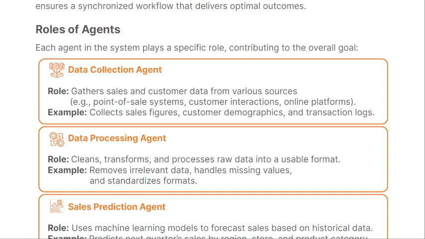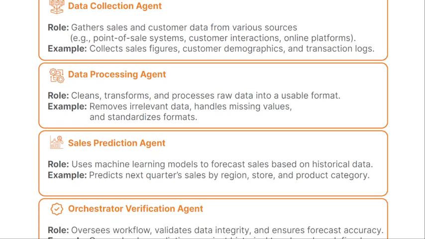And the data processing agent. Once we collect the data, we process it through this particular agent. We have a different type of agent. Once we get the data through one agent, we then process it through the other agent, which cleans, transforms and processes raw data into a usable format, removes irrelevant or unwanted data, handles missing values and standardizes format.